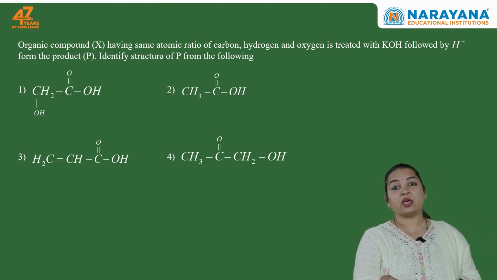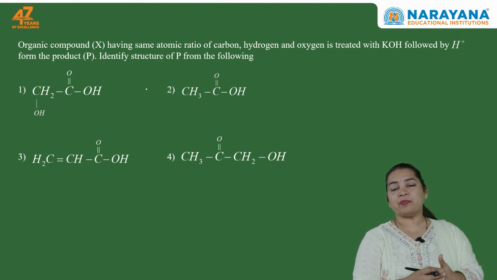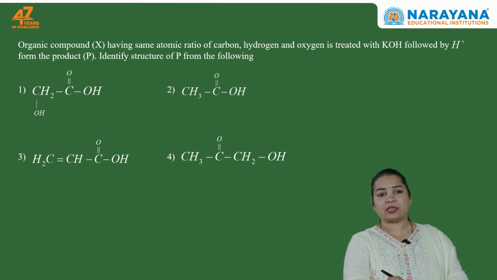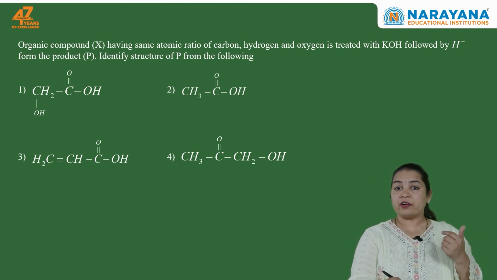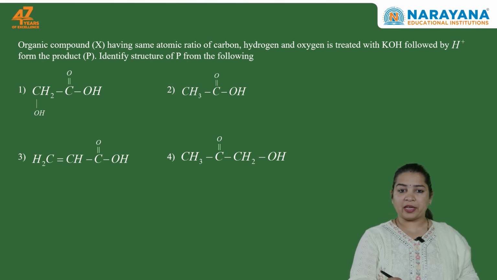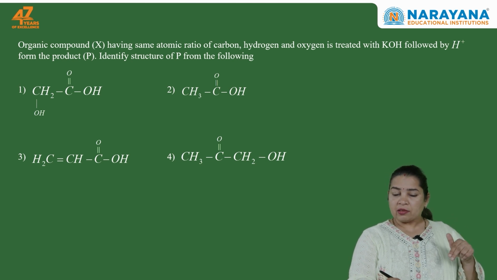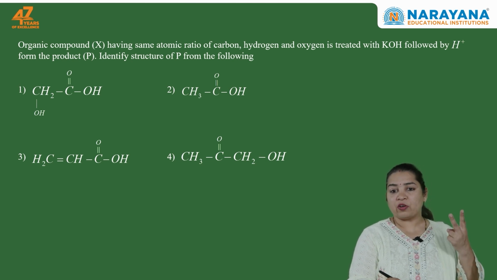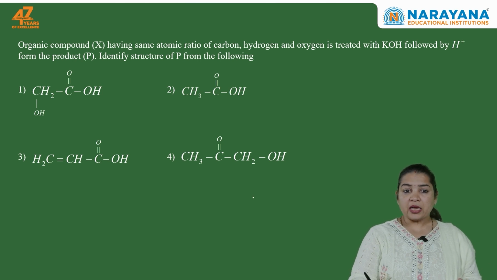Is treated with KOH followed by H plus. Okay. So, alkaline medium is then followed by acidic condition to form the product P, and we have to identify the structure of that product P from the following. As all these options appear, I have two choices. Either my original compound should have been of 2 carbon or it should have been of 3 carbon, right?